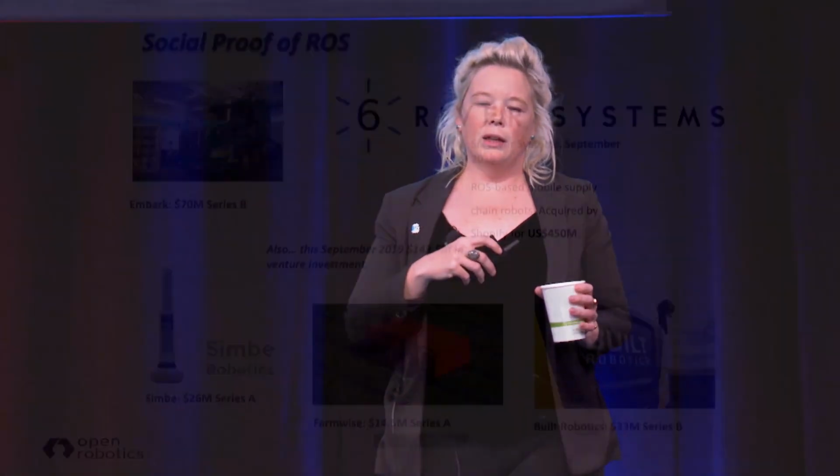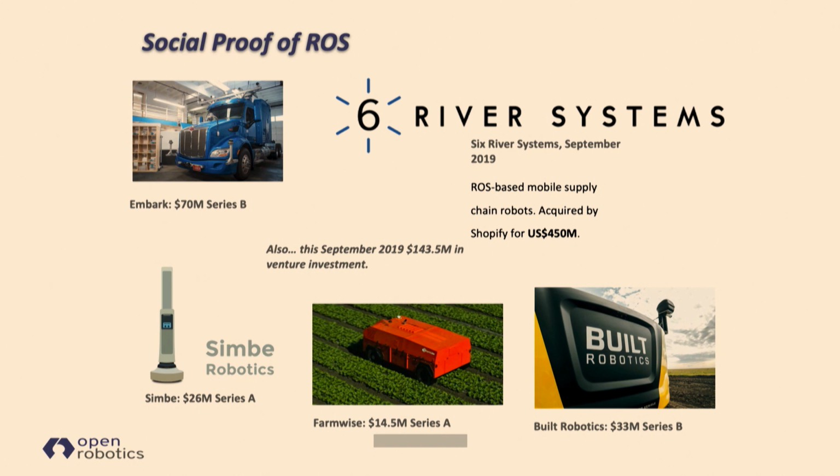Simbe Robotics, which does retail establishment checking, looking at what's stocked, doing inventory control and that sort of stuff, raised $26 million in a Series A. FarmWise, who's in that farming vertical, raised $14.5 million. Built, which basically automates industrial and construction equipment, raised $33 million in a Series B. And then in that same month, Six River Systems was sold for $450 million.